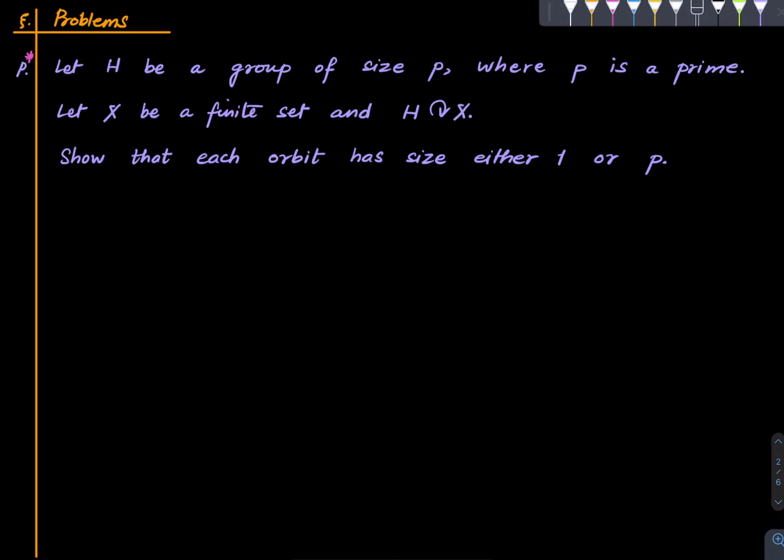Here is a star mark problem. There is only one problem for today. It's a very simple problem. It says that if you have a group of prime size P acting on a finite set X, then each orbit of this action has size either 1 or P. So this is an immediate consequence of the orbit stabilizer theorem and Lagrange's theorem. All right.